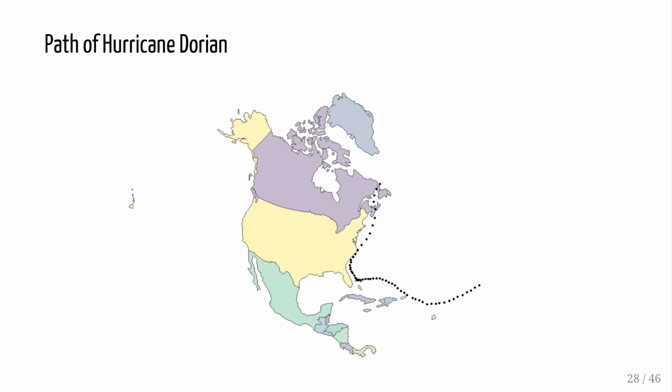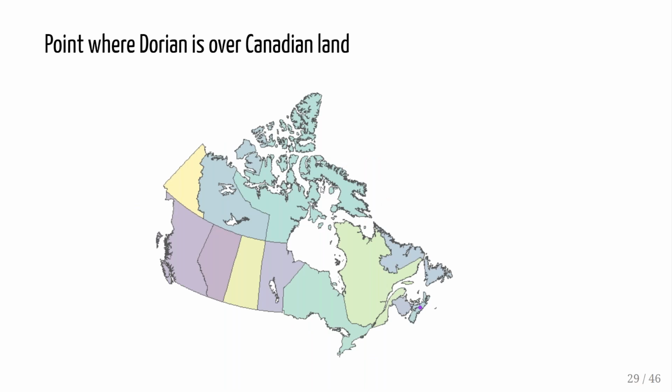Hurricane Dorian obviously just ripped through a few parts of the world in September. Pretty awful thing. And it also had a brief stint where it spent some time over Nova Scotia. Again, all this is made in R. This is just a picture of North America, and that path is provided by NOAA, which is just the path of Dorian as it went over the Atlantic. They provide them as lines or points. If we're interested in the point where Dorian is over Canadian land, we can do a simple spatial intersection to look at which point actually falls over land.